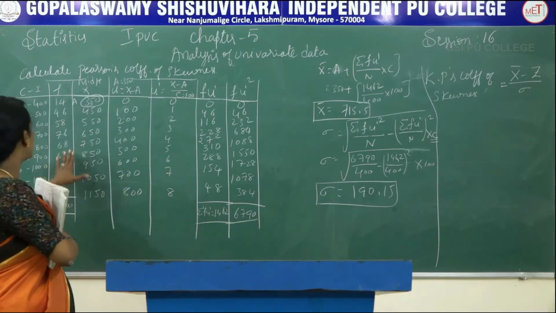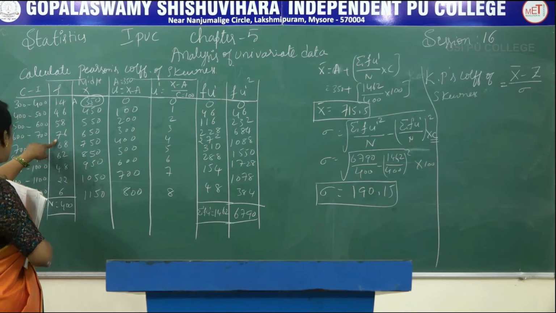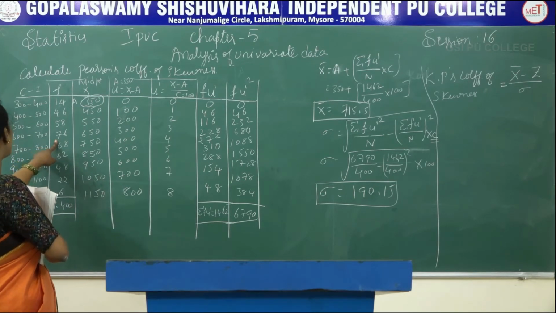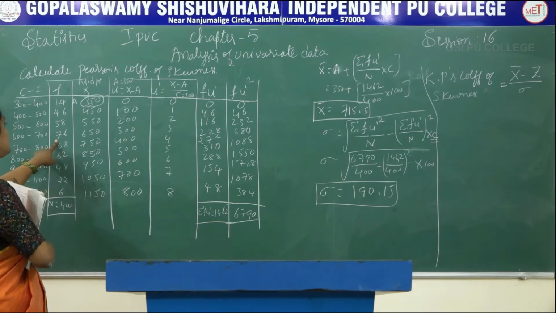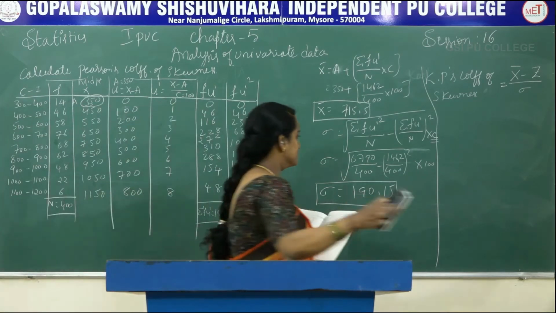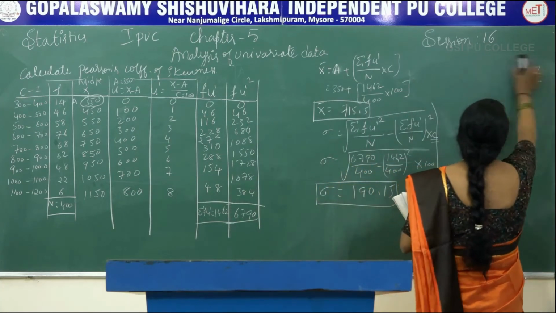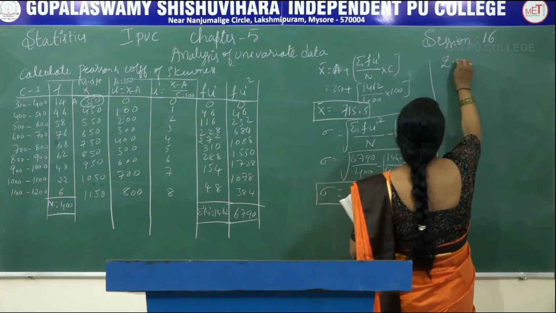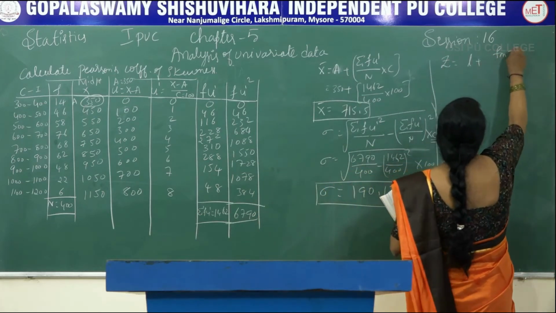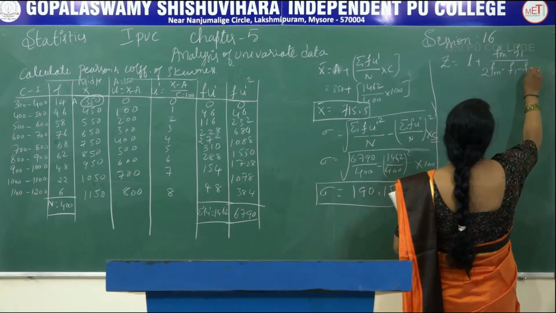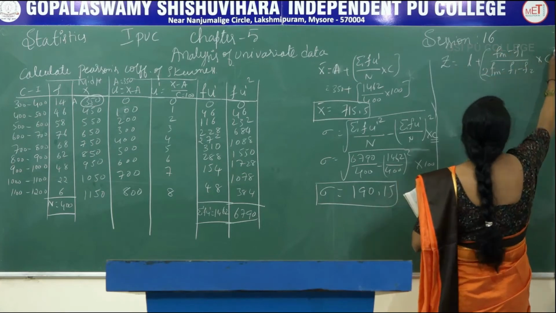After finding x bar and sigma value, the next step is to calculate the mode value. In this distribution, the highest frequency is 76. Only one value has the highest frequency, so 76 is the highest. Therefore it is unimodal. So find the Z value. Z is L plus fm minus f1 by 2fm minus f1 minus f2, into C.